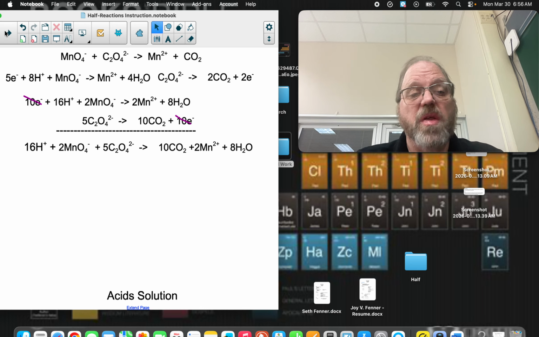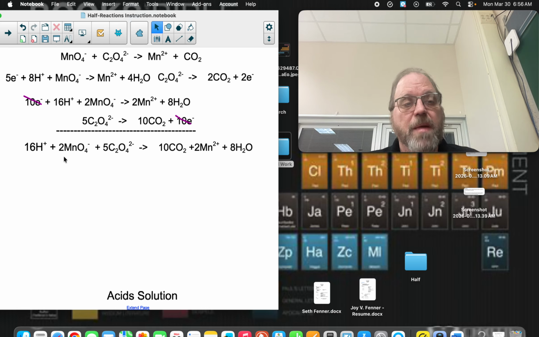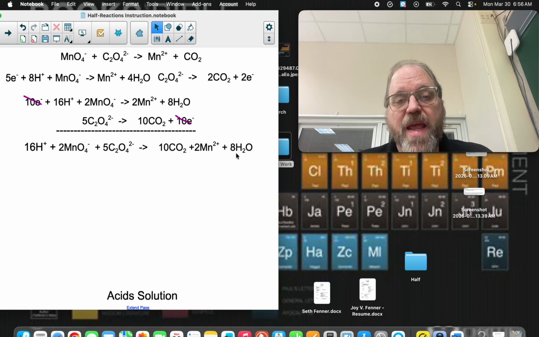Cross out what's there, so the only thing that's on both sides is the 10 electrons. Everything else comes down. So the reaction is 16 H plus 2 MnO4 minus plus 5 C2O4 2 minus gives me 10 CO2 plus 10 MnO2 plus 8 H2Os.